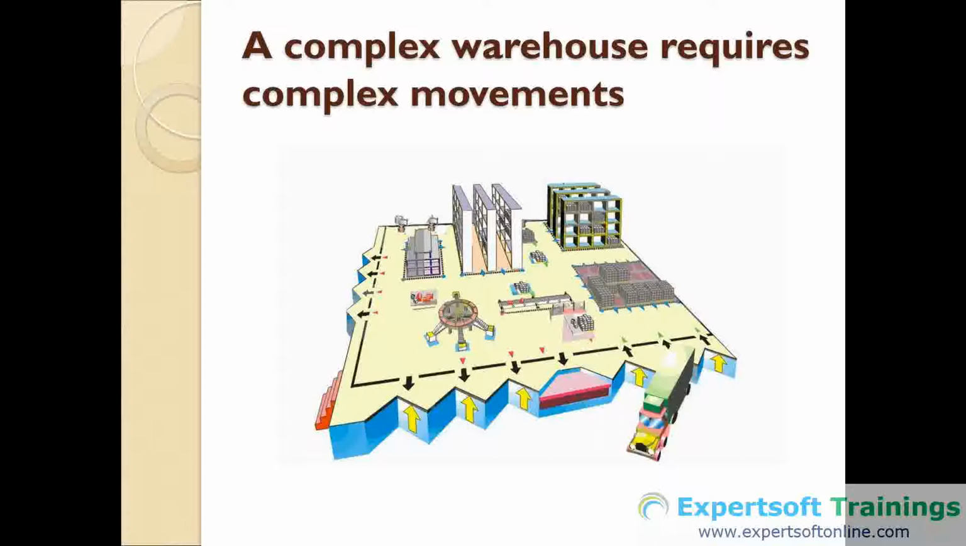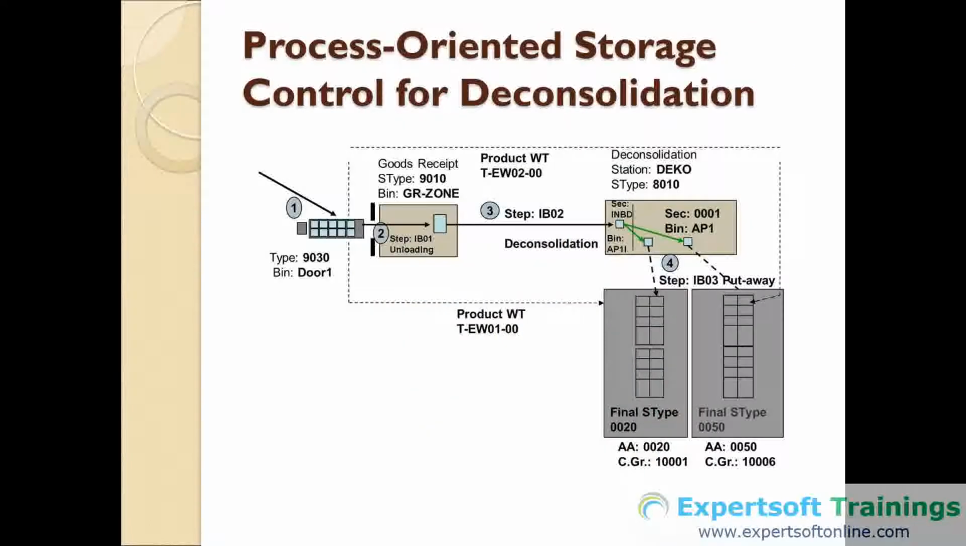In order to trigger that process, the process oriented one, we follow a sequence of steps. If you see here, the truck comes and unloads in the staging area, which is your interim bins. Then we move it to the work centers, which is step number 3, and step number 4 is performing the put away. So we need to make the system follow these particular steps.